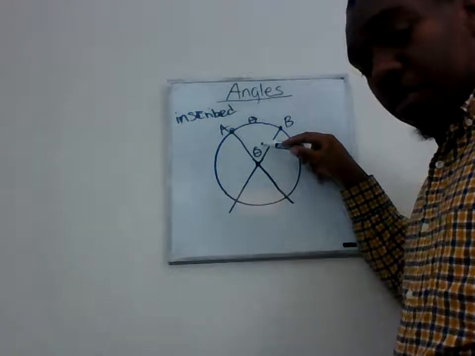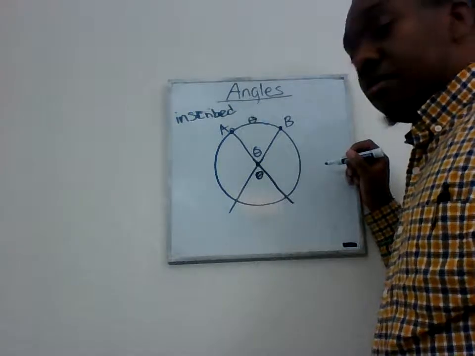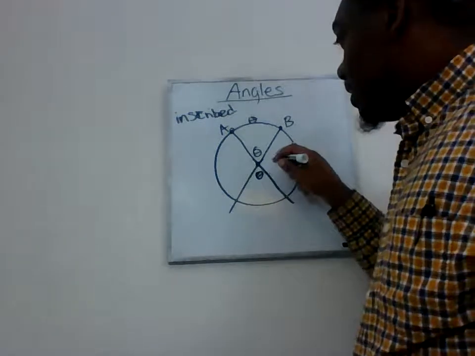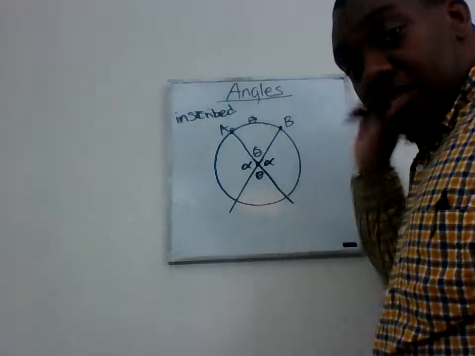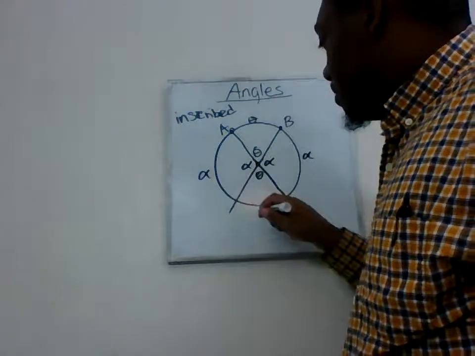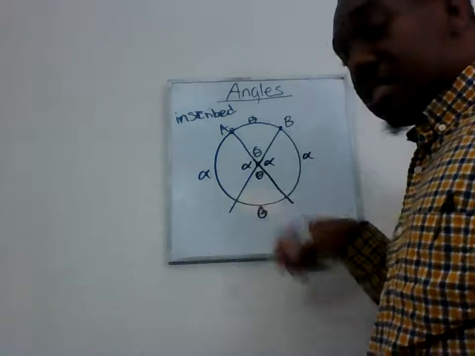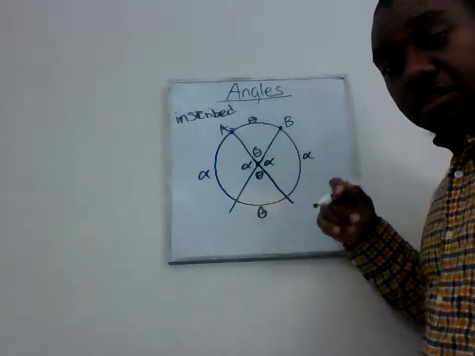Well, we know from vertical angles that if this is theta, this is also theta. And I'll just call this some other thing. I'll call it alpha. That makes this alpha here. Well, because these are central angles, this is alpha, and this is alpha, and that's theta because that's theta. We understand that from the central angles.